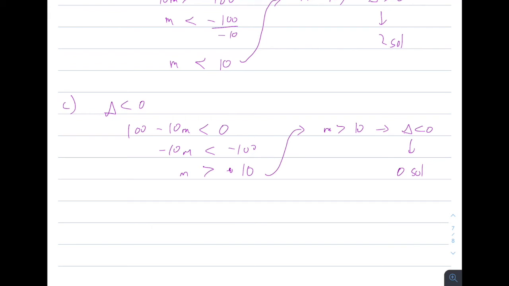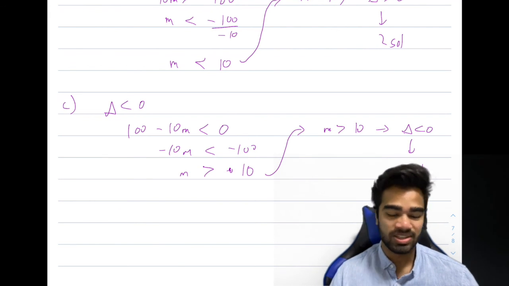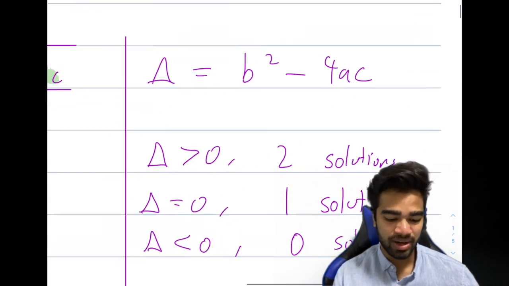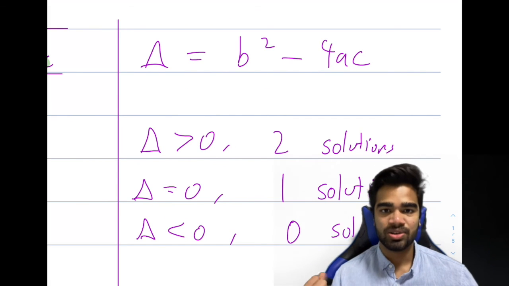Okay, that's it guys. So I hope you understand discriminant. It'll come in very handy, especially in a lot of worded problems, it comes up as well. So make sure you understand. All you have to remember is these 3 rules. Bigger than 0, 2 solutions. Equals 0, 1 solution. Less than 0, 0 solutions. Simple as that.